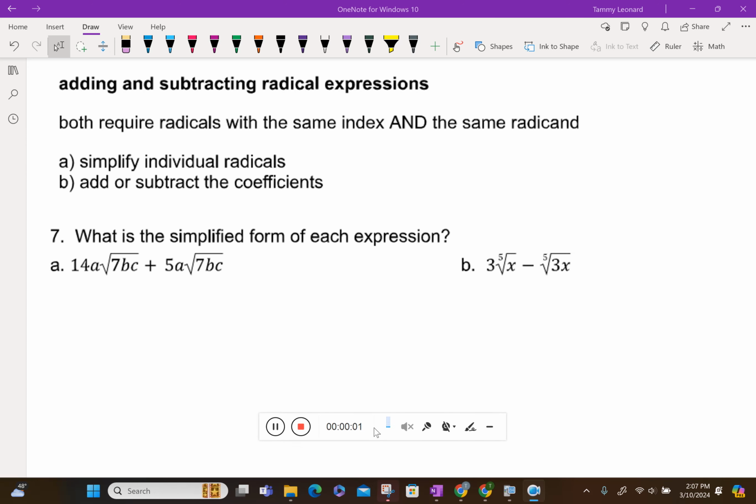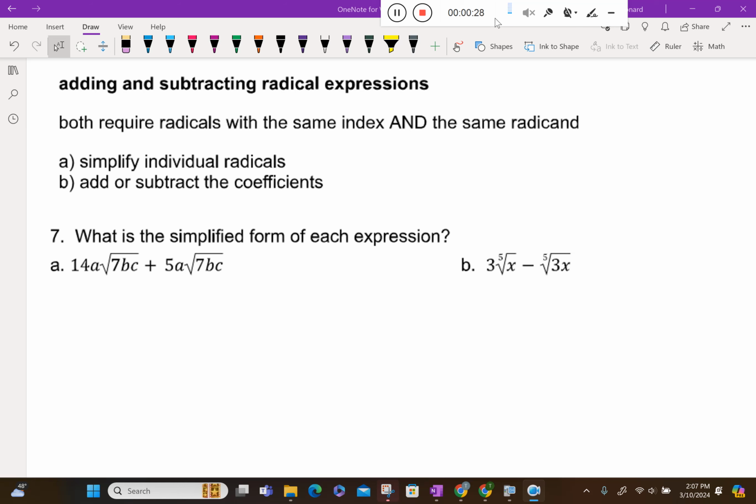When we add and subtract radical expressions, the requirements are actually a bit stricter than multiplying or dividing. Not only do we have to have the same index like we do for multiplying and dividing, but we also have to have the same radicand. Once we do, we can simplify those individual radicals as far as possible and then add or subtract the coefficients. Let's see what we mean by looking at question 7.